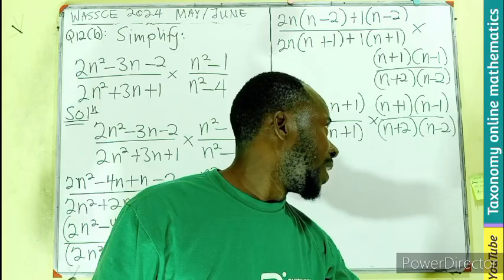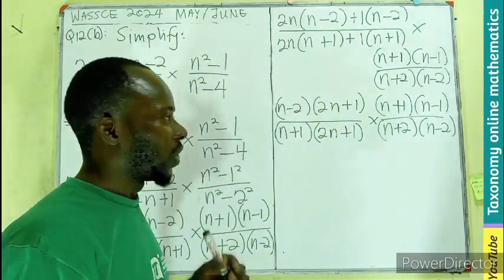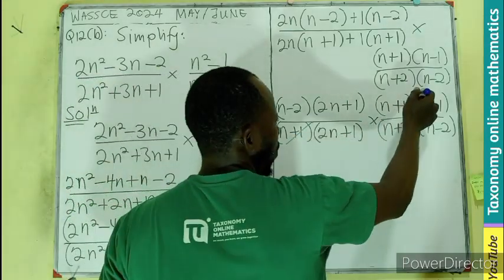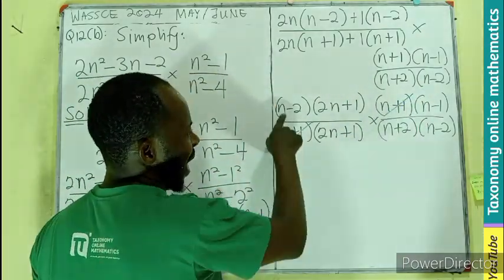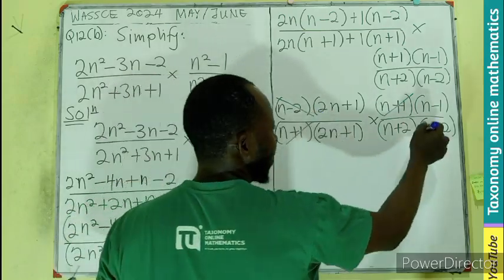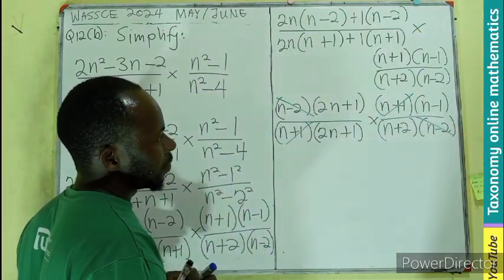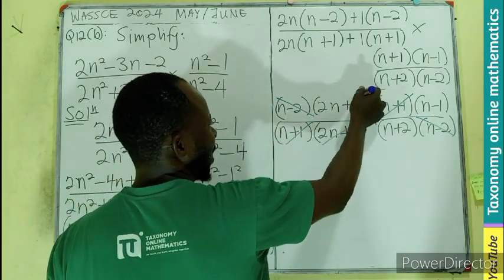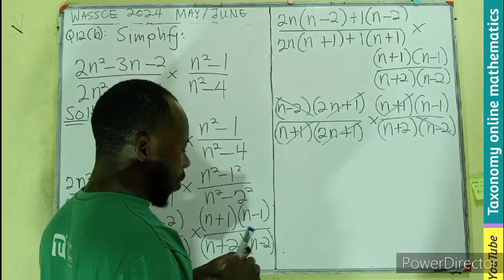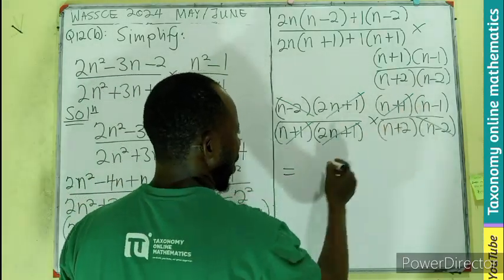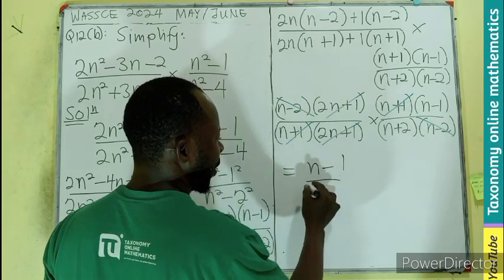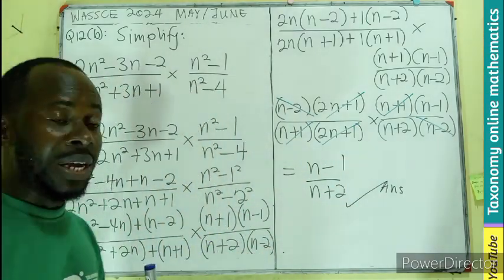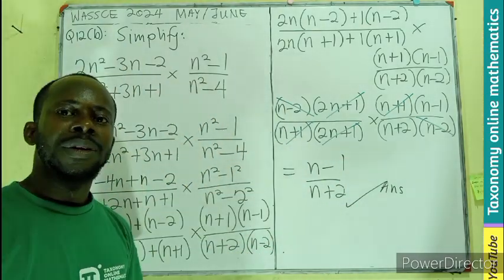I can see clearly from here that since we are multiplying fractions, this n plus 1 can cancel this n plus 1. Then n minus 2 will also cancel this n minus 2. What will be left? 2n plus 1 and 2n plus 1, so this will also cancel this. So I will only be left with the numerator n minus 1, and the denominator n plus 2. That will be our final simplification. We have to simplify; this will be the final simplification.